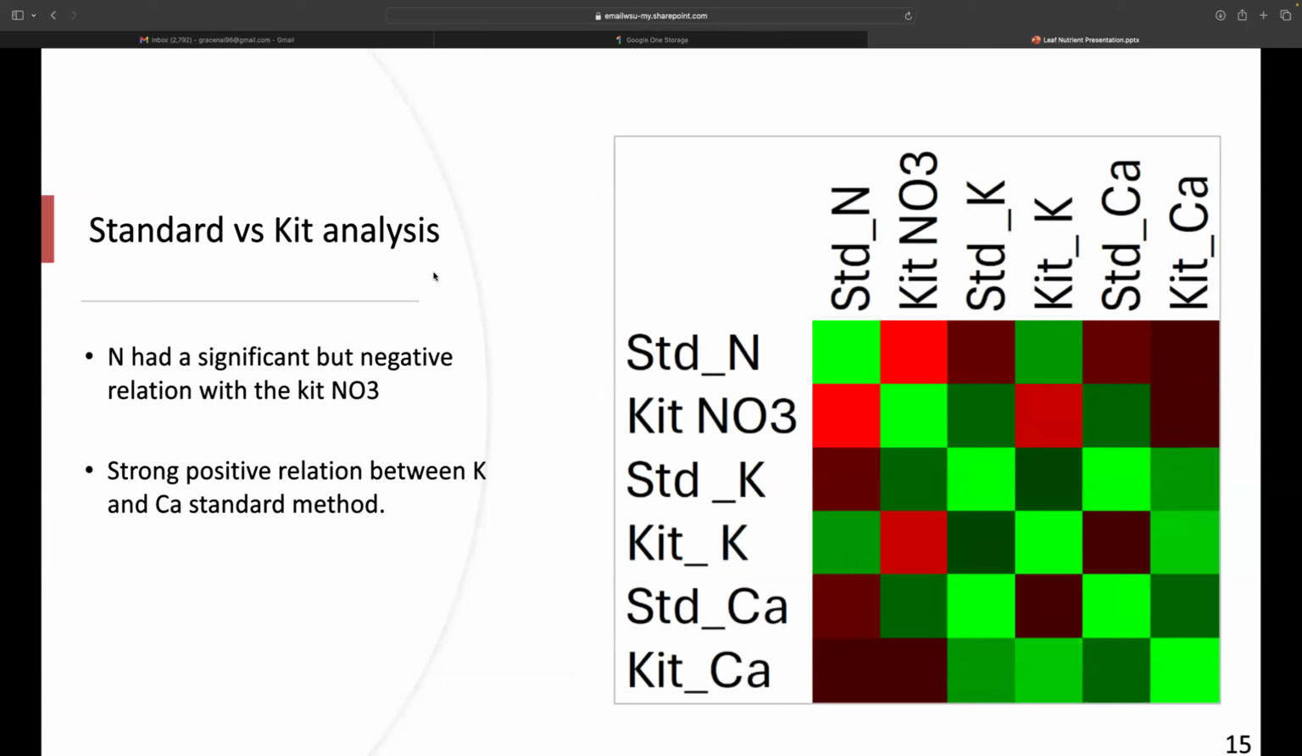Standard versus kit analysis. Only N indicated a significant negative correlation when comparing the HORIPA nutritional kit with conventional analysis. Additionally, there was a strong correlation between standard K and Ca. In conclusion, there was a poor correlation between the results of the portable testing kit and the actual nutrient levels.